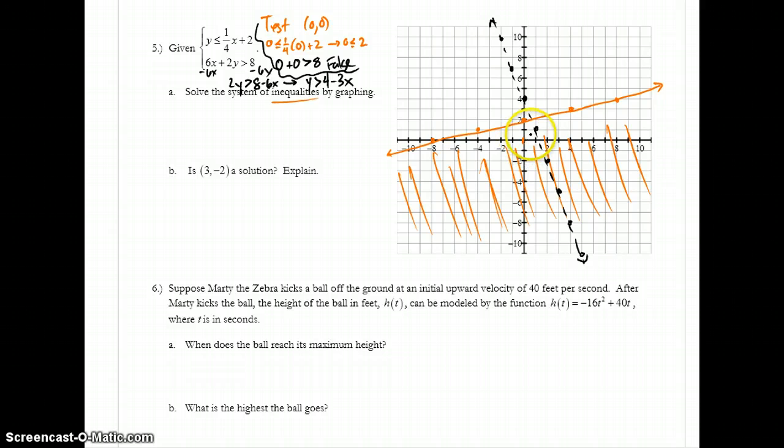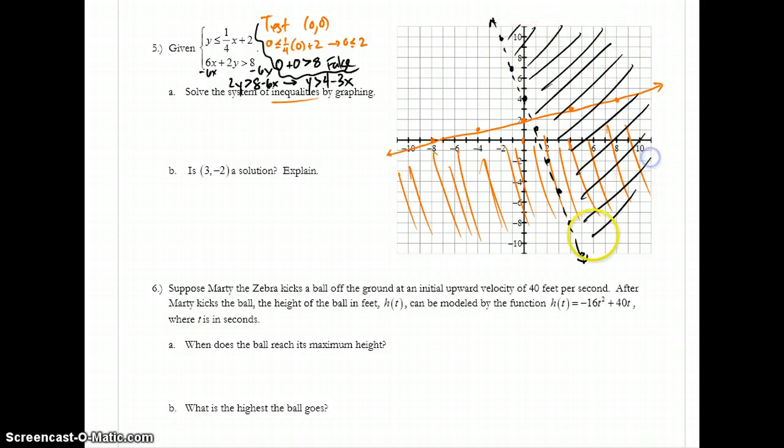Since the point did not work, I want to shade the other side of the line, which is right there. The solution is the graph. So the overlap region, which we can show with the highlighter, is the solution. You do not need to do any more work.